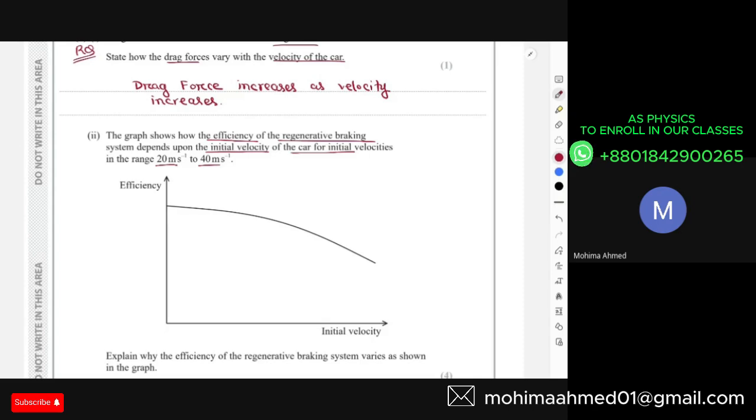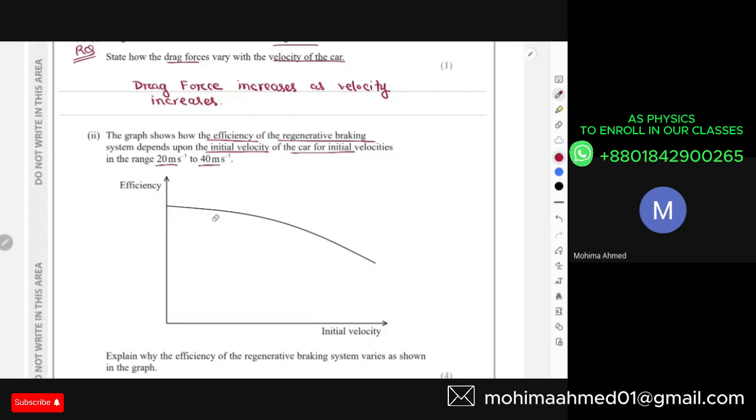It says how the efficiency of the regenerative braking system would be if the system depends on the initial velocities of the car, for initial velocities within the range of 20 to 30. They have given you that within the range of 20 to 30, if you carry out the experiment where the initial velocity was 20, all the way to a fifth experiment where the initial velocity was 40, for that type of data, this is how the graph looks.